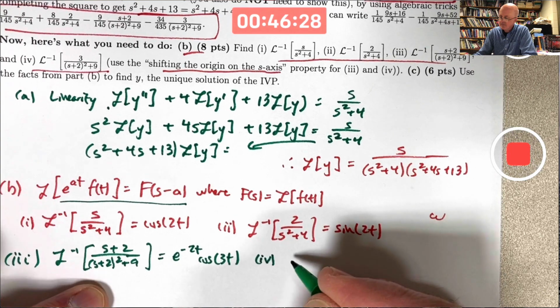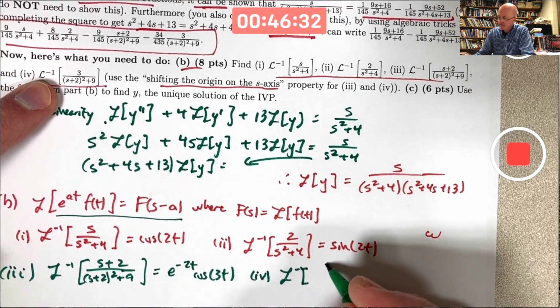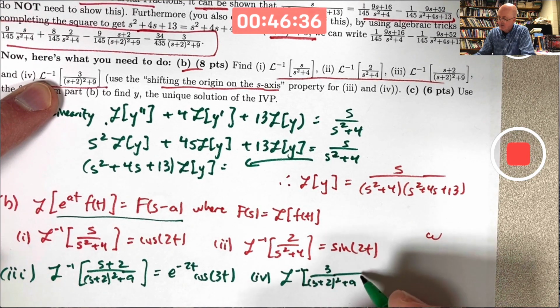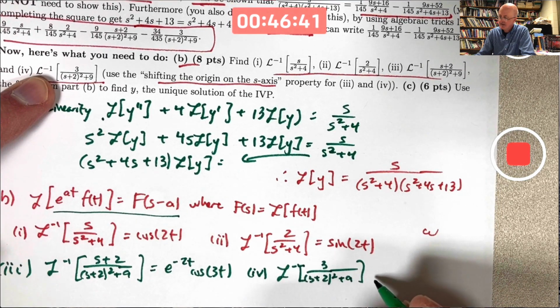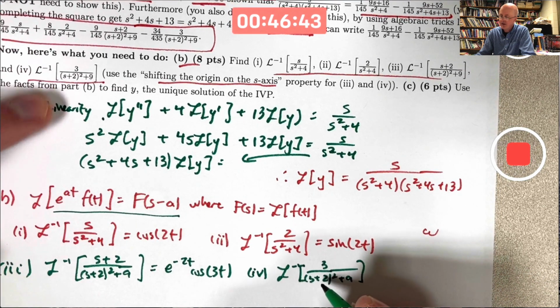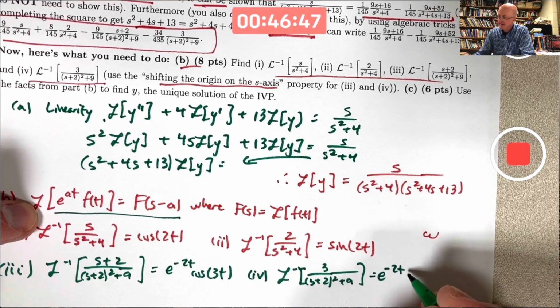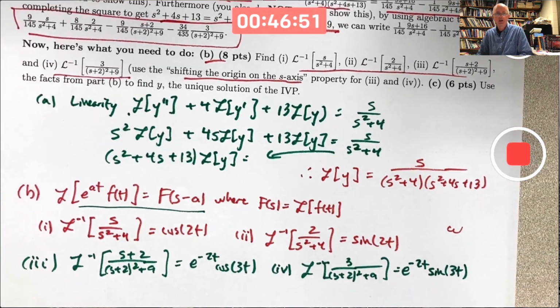Number 4 is similar. Inverse Laplace transform of that: 3 over (s plus 2) quantity squared plus 9. If that were just an s instead of an s plus 2, this would be sine of 3t. But it is an s plus 2, and therefore I also need a factor of e to the at, where a is negative 2 again, times the sine of 3t. So I have now finished part B.